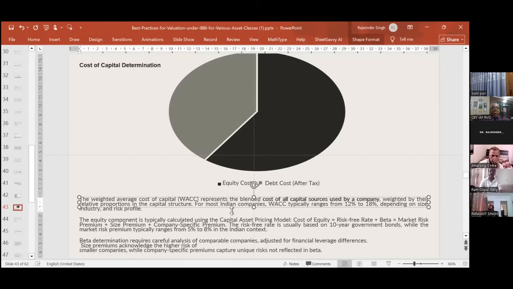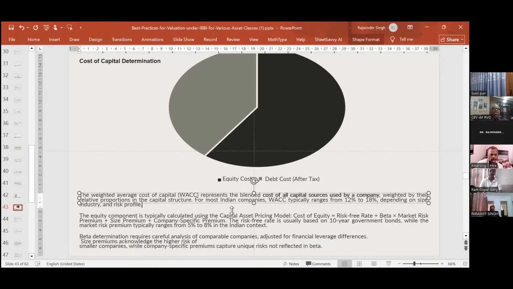The risk-free rate is generally based on 10-year government bonds, while the market risk premium typically ranges from 5 to 8% in the Indian context. Beta determination requires careful analysis of comparable companies adjusted for financial leverage differences. Size premium acknowledges the higher risk of smaller companies, while company-specific premiums capture unique risk not reflected in the beta.